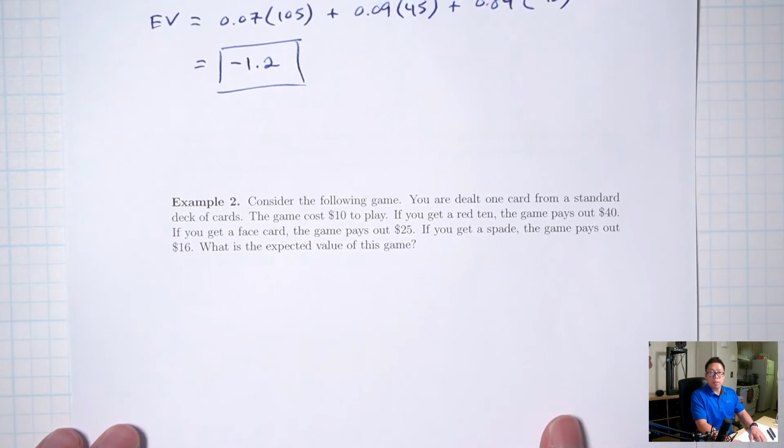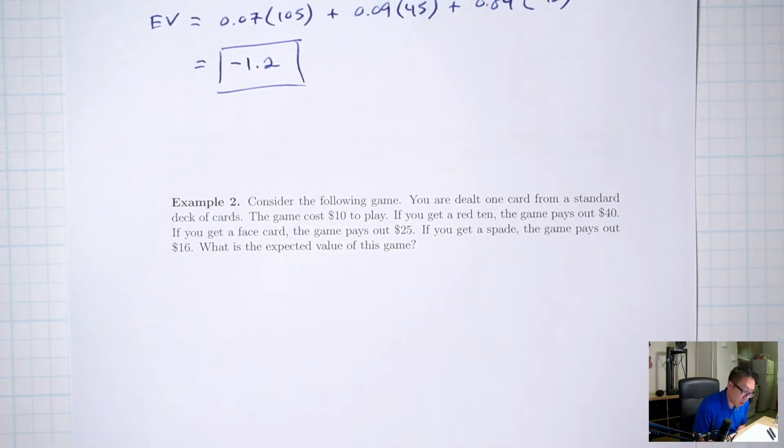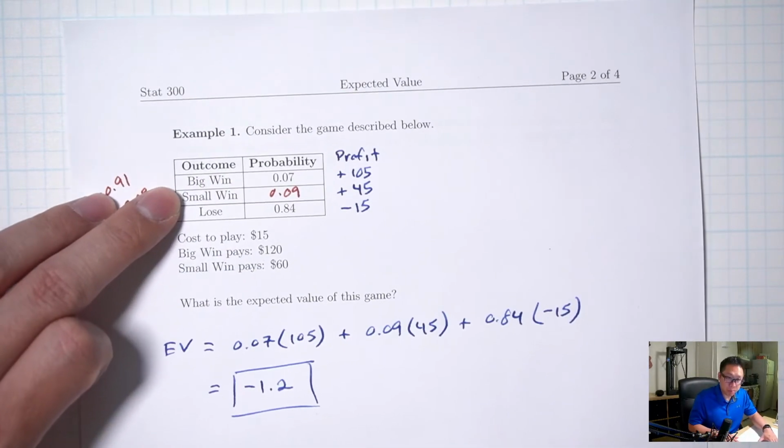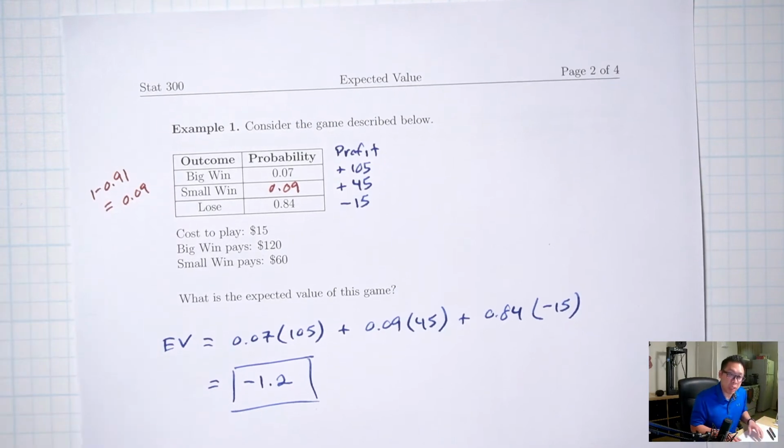Example 2. Consider the following game. You are dealt one card from a standard deck of cards. The game costs $10 to play. If you get a red 10, the game pays $40. If you get a face card, the game pays $25. If you get a spade, the game pays $16. What is the expected value of this game? Now, notice that I didn't give you a table, so you have to make your table.